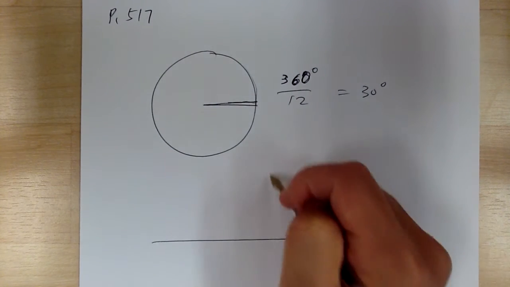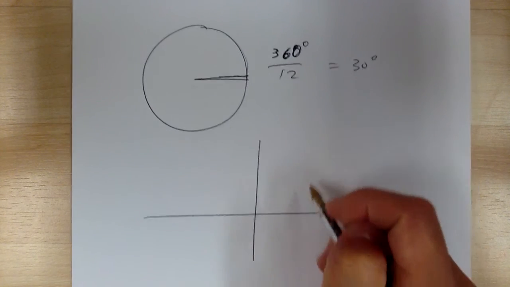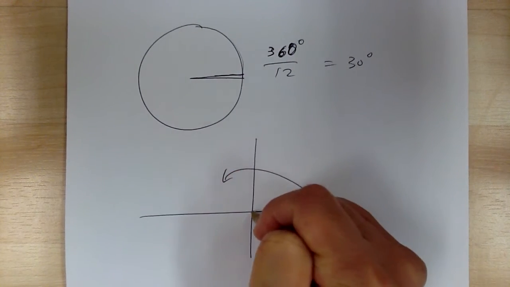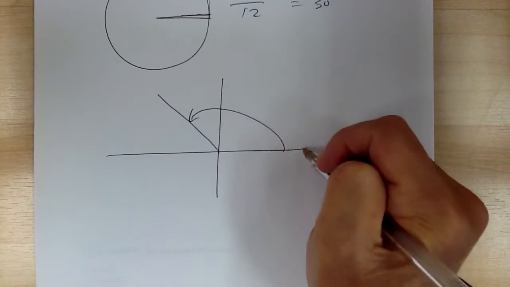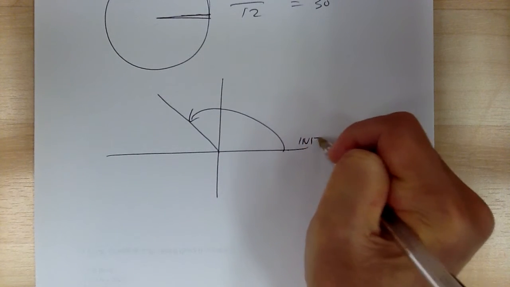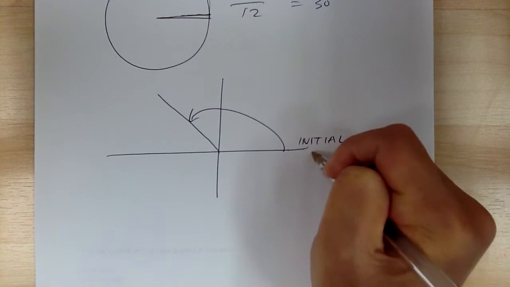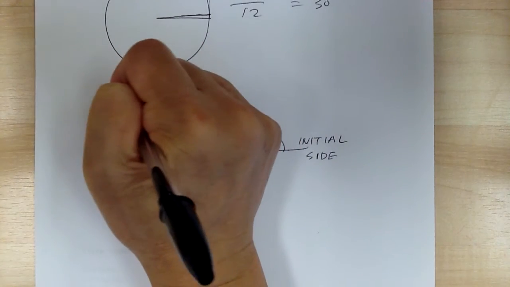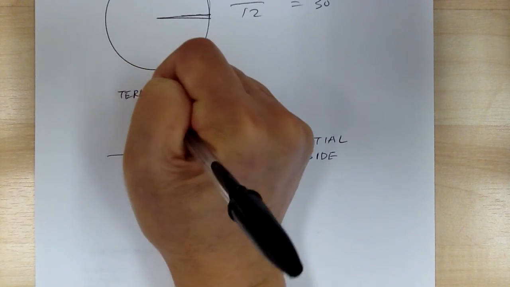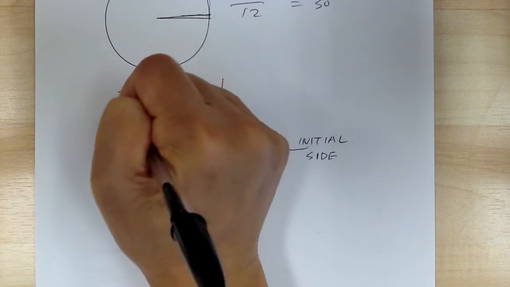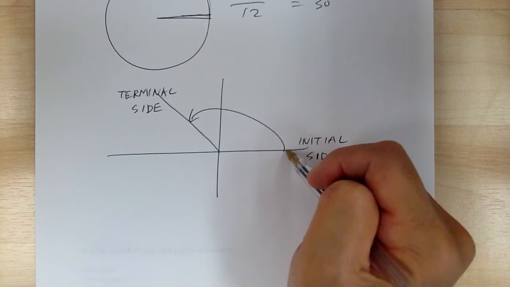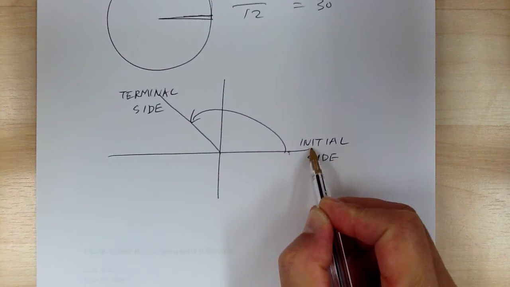Now let's look at some of the terms. So when you have an angle, normally you start over here and you just kind of go like this. So this is called the initial side because that's where you start, and this is called the terminal side. Terminal means the end, right? So you start over here. So start is initial. That's where it begins, right?